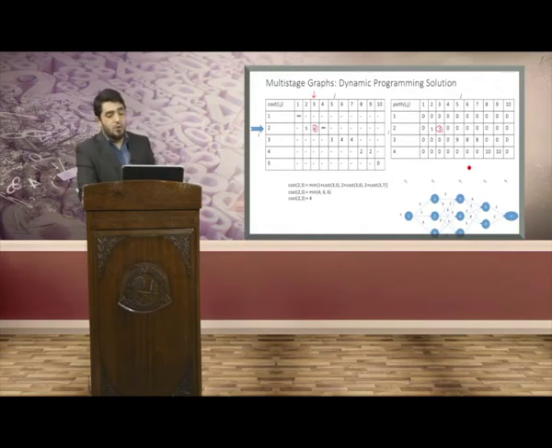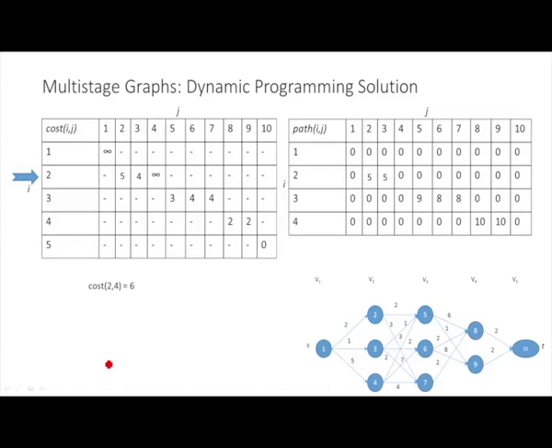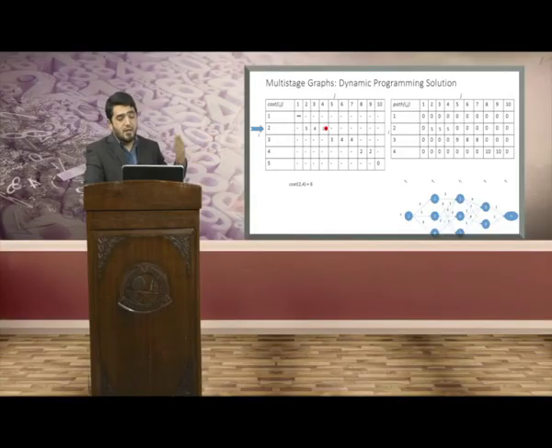And we keep on following the same for selecting node number 4 in stage number 2. For selecting node number 4 in stage number 2, we have the cost equal to 6 by choosing node number 5 again.